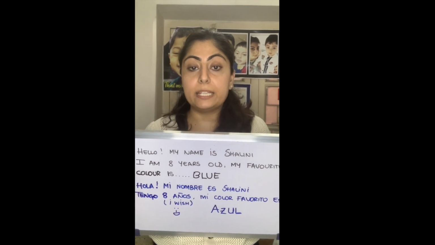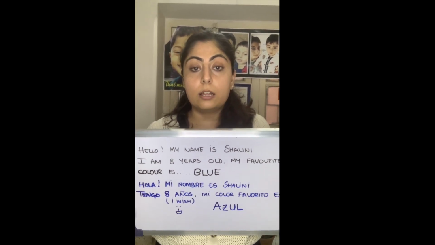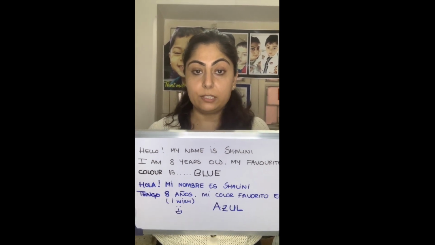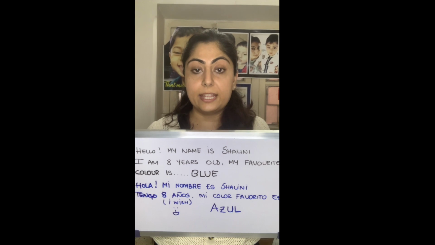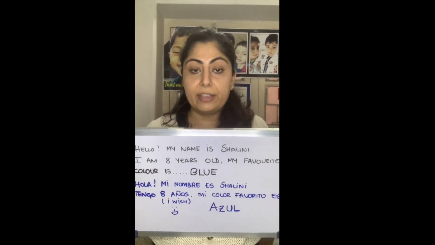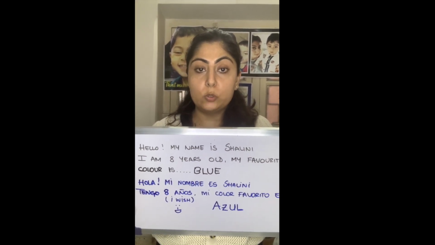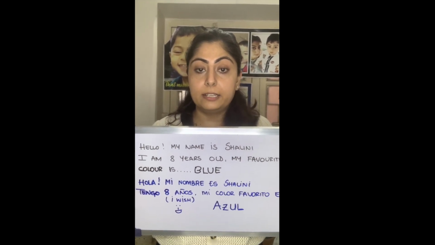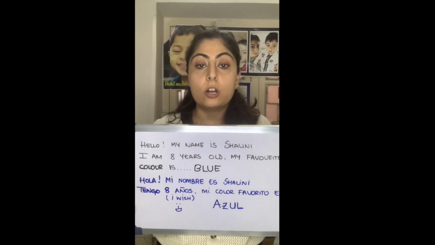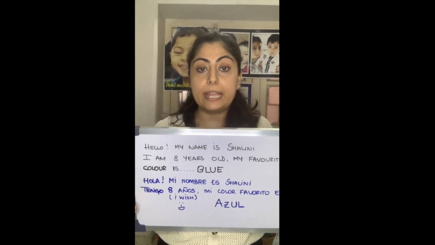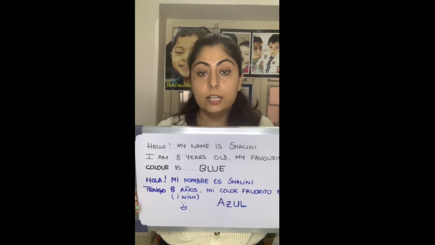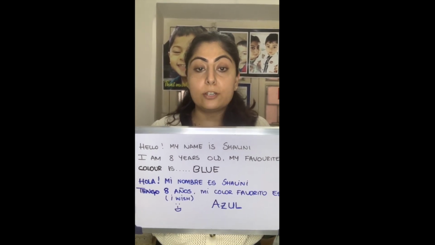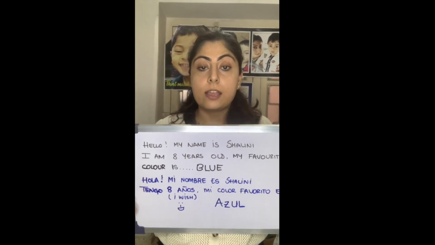So we'll quickly complete the sentence which was left incomplete in the last video, which is: hello, my name is Shalini. I am 8 years old. My favorite color is blue. So this sentence translated in Spanish would be: hola, mi nombre es Shalini. Tengo 8 años. Mi color favorito es azul.